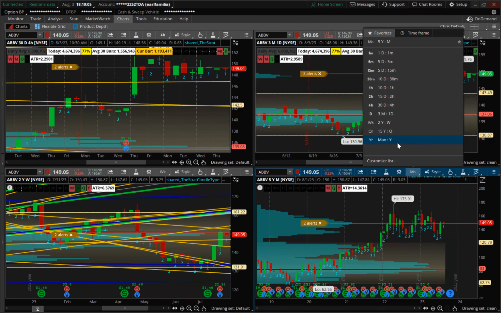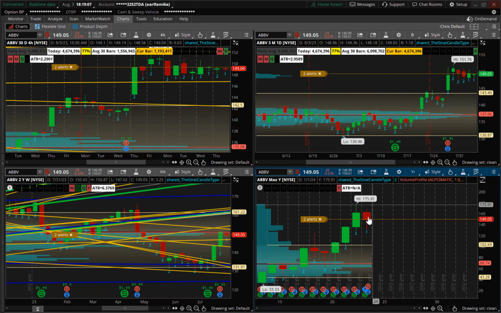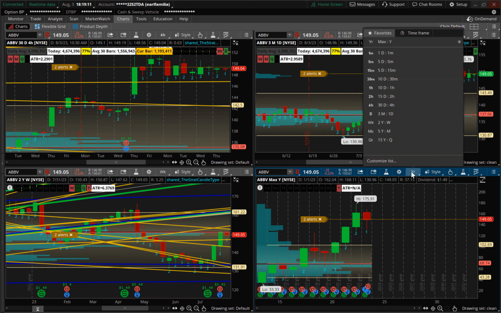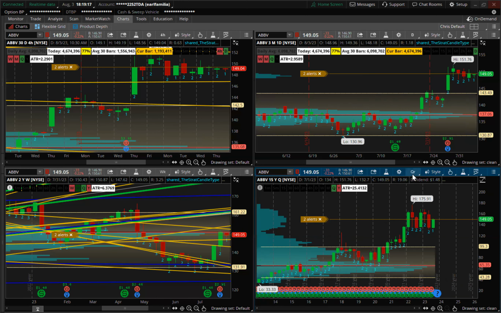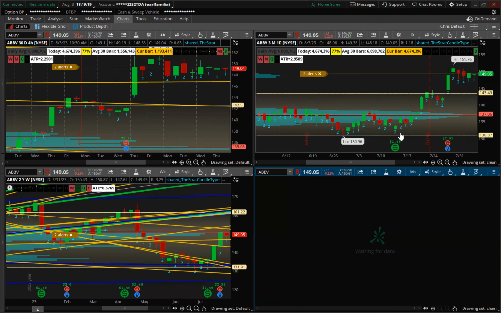But we got some work to do on the year, I believe. Yeah, we got some work to do. We got to get to like 162 on the year. But you see how all the time frames flip right back to green. So that's something just to be mindful of on your setups as well.